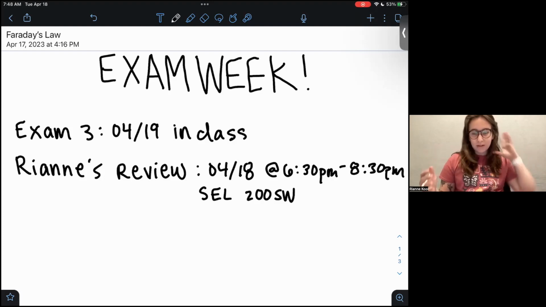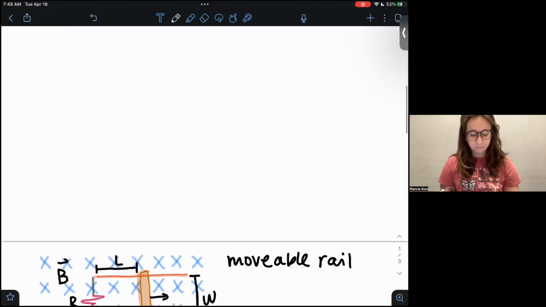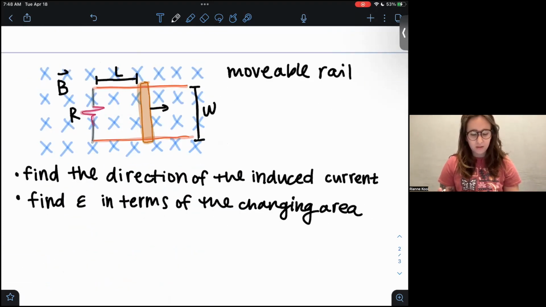But let's just get right into Faraday's law. So I have this set up here, and I have two things that I want to go over, but I'm going to do this in a different way. I'm not going to go in with a specific problem in mind. We're just going to be going over what kinds of things you can see with Faraday's law.